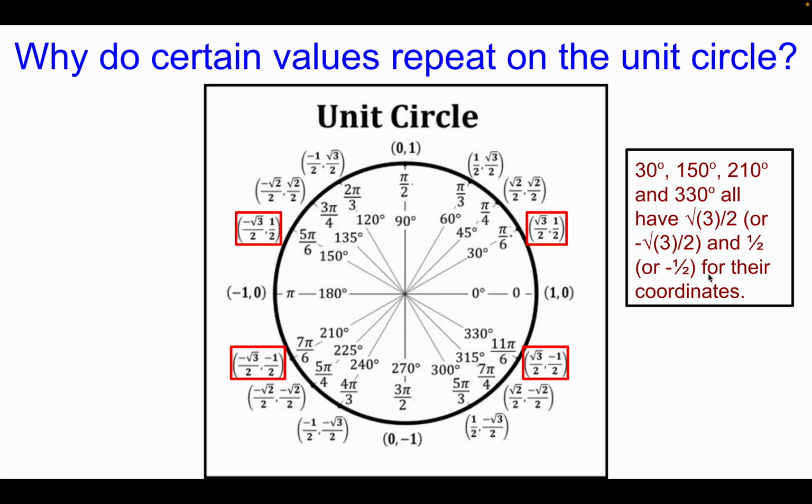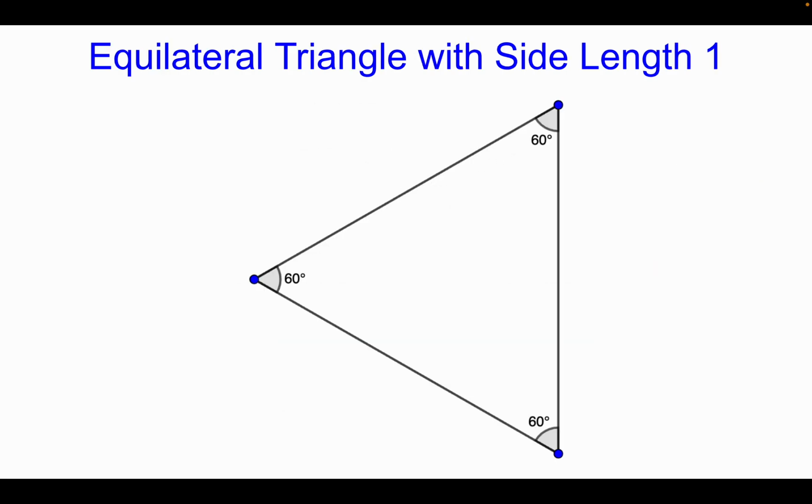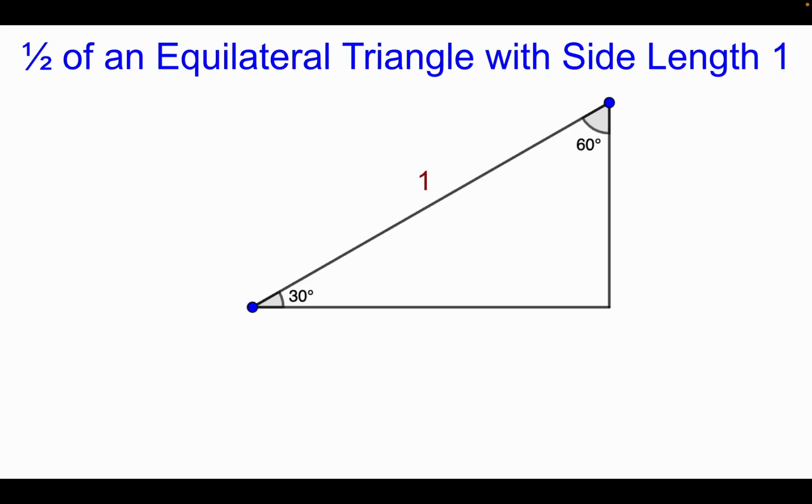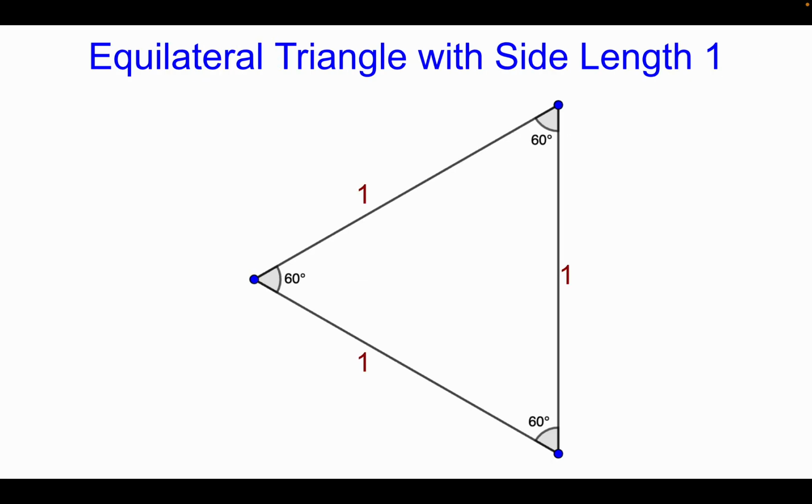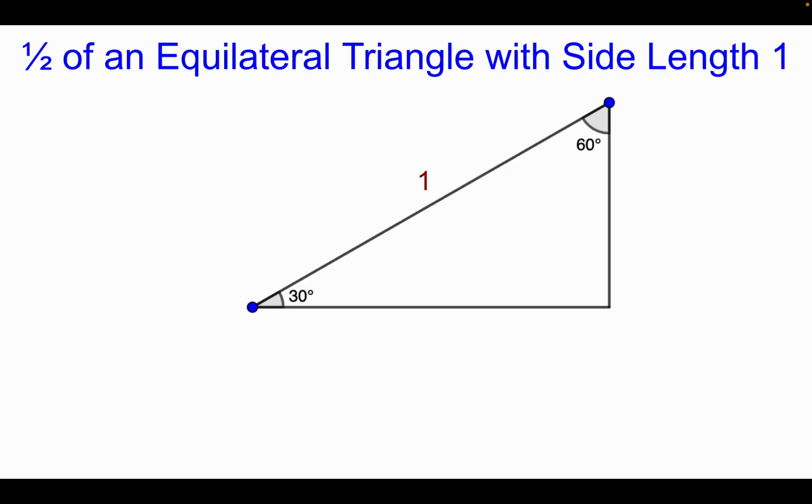Okay, let's talk about where that comes from. For that one, I'm actually going to start with an equilateral triangle, and the side lengths on this triangle we're just going to say are 1. If I cut it in half, right, so I take my equilateral triangle and I chop it in half, now this will become a 30-degree angle over here, and this side length will be 1/2 because I cut that side in half. And so then we're going to solve for this unknown side right here.